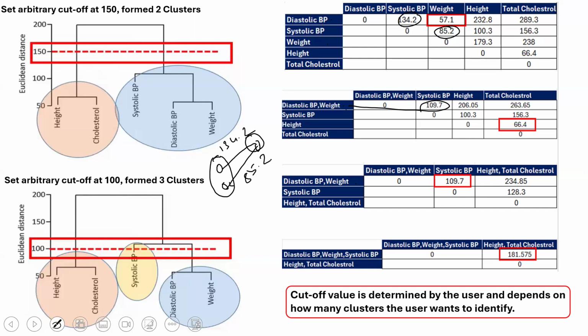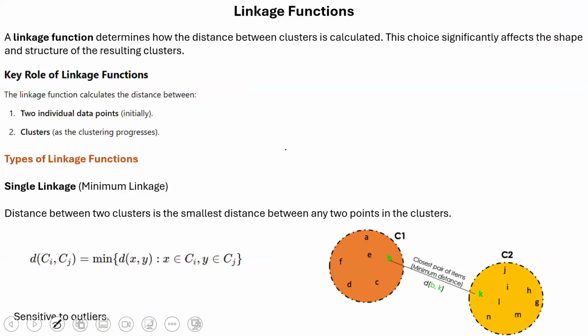When you are trying to merge the newly formed cluster with one of the points, you take the distance from both points to that particular point, and you take the average of these two, right? 134.2 plus 85.2 divided by 2, that is what you took. So that is one way of calculating the distance between two different clusters. We call these linkage functions, used for calculating the updated distances between the clusters. A linkage function determines how the distance between clusters is calculated. In that case, we took the average of the distances between the two clusters, right?